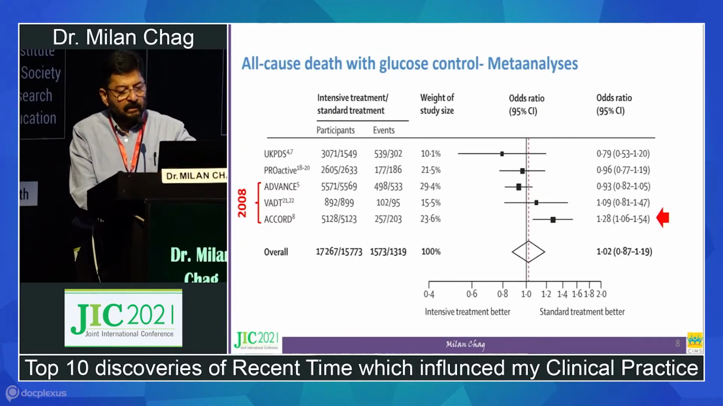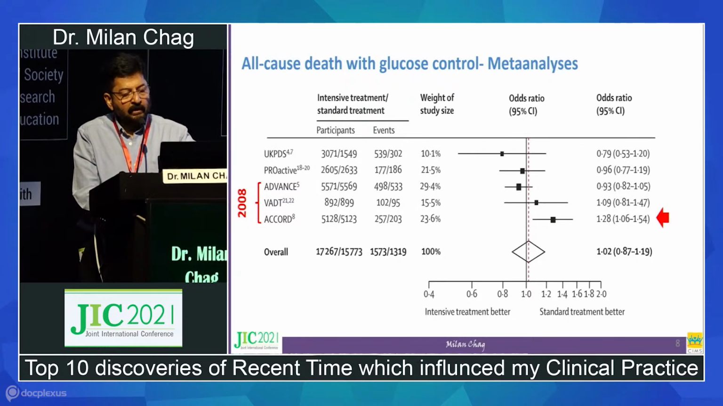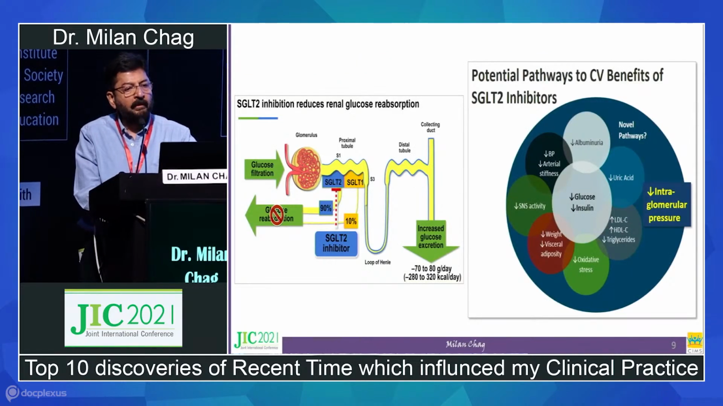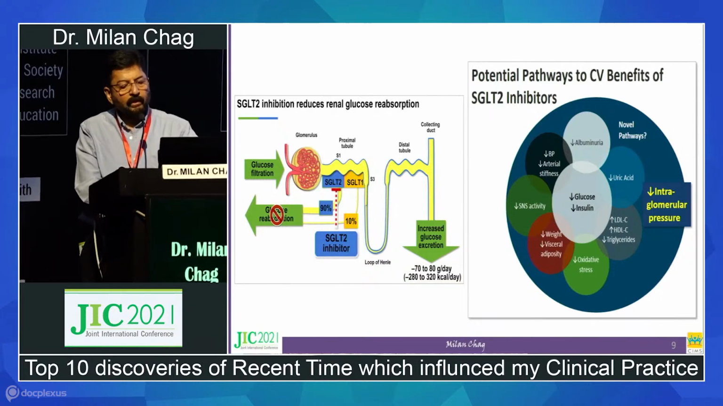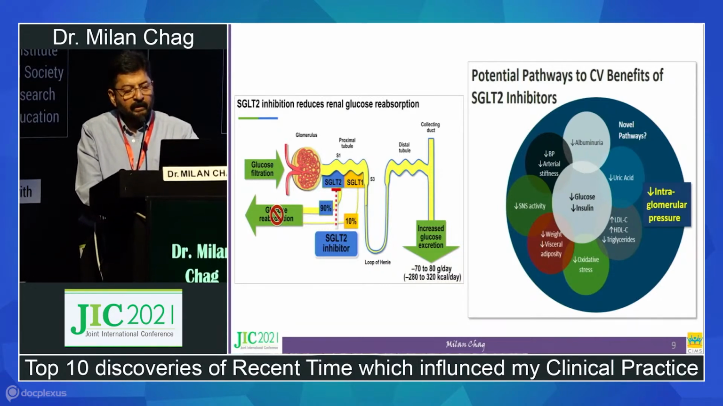Until 2008, no specific drug therapy or treatment strategy for management of diabetes reduced mortality. In fact, the ACCORD trial showed increased mortality with intensive glucose control. So after this, all pharma companies were directed by regulatory agencies to do cardiovascular outcome trials to prove safety and non-inferiority of newer drugs for management of diabetes. We know SGLT2 inhibitors prevent reabsorption of glucose in the proximal tubule by blocking SGLT2 receptors, and that leads to increased glucose excretion and resultant diuresis.